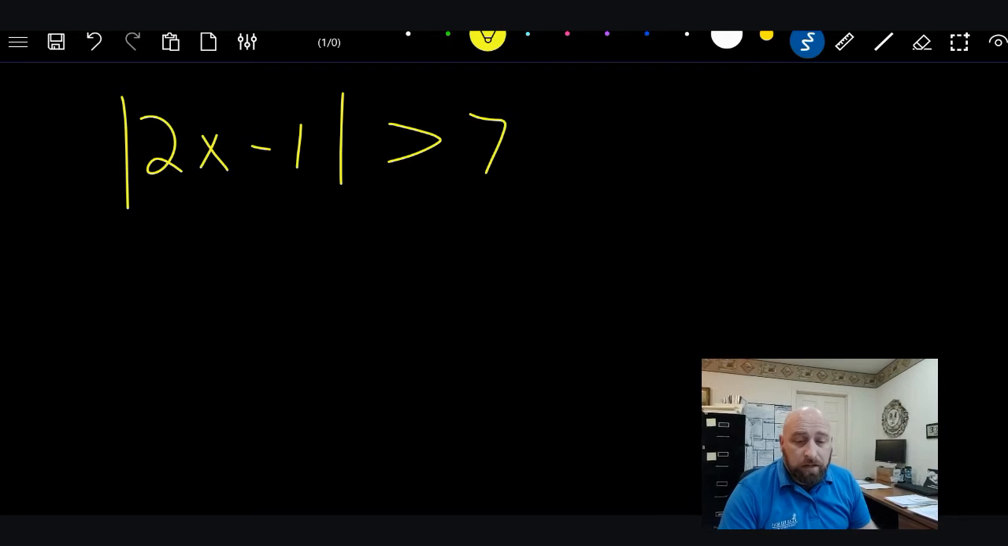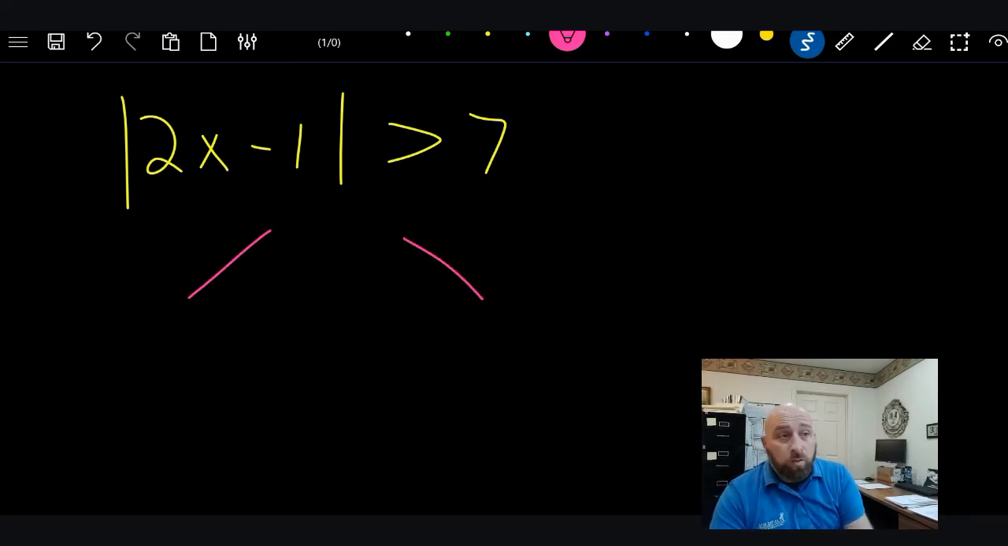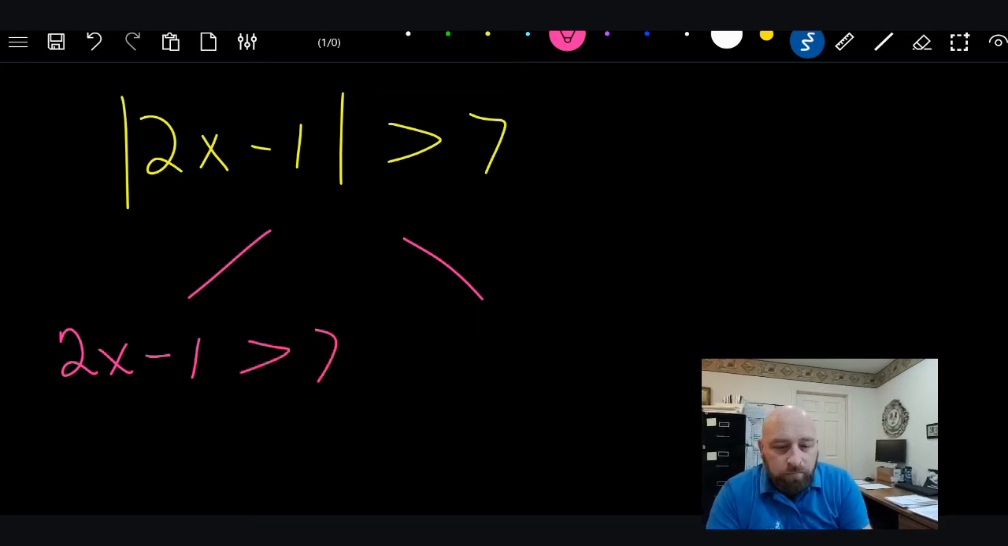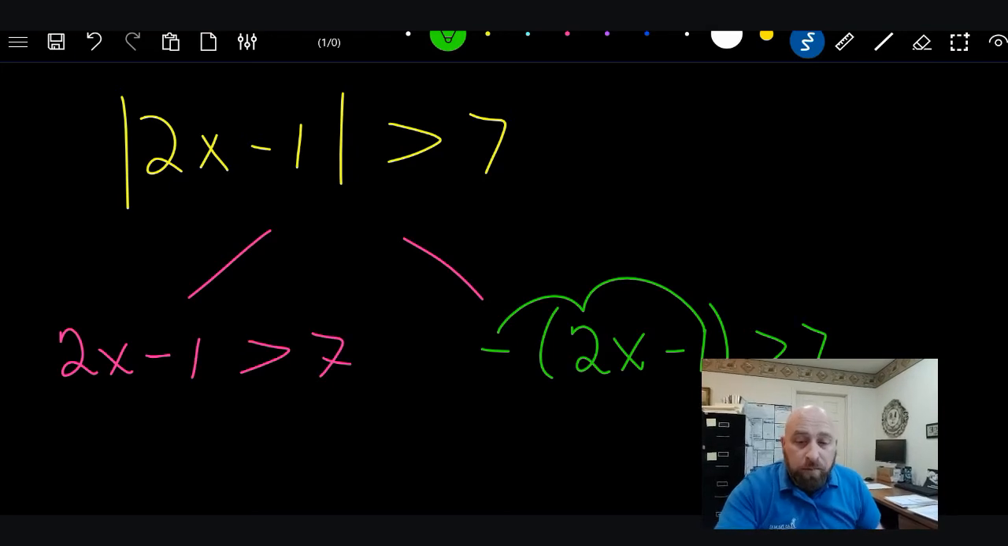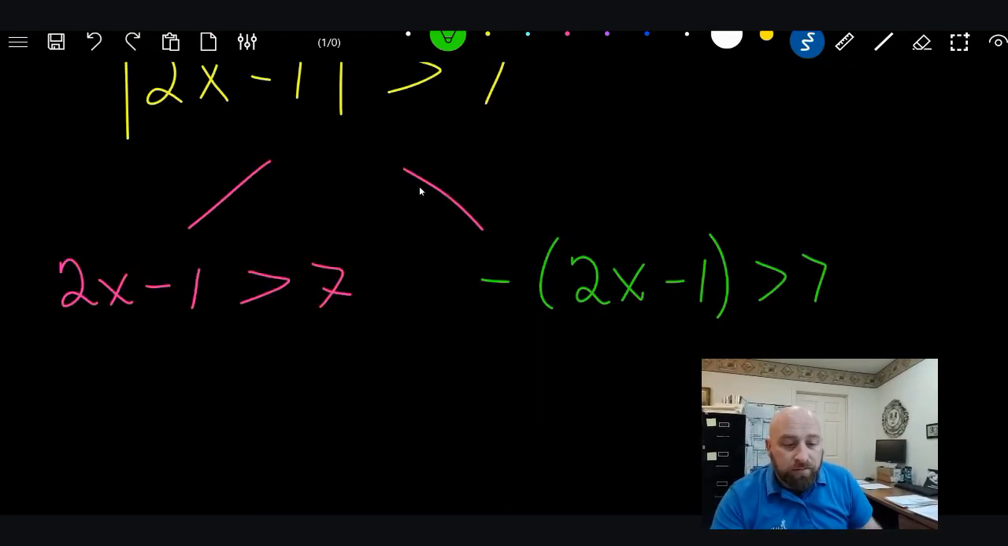That's already done. The second thing we want to do is solve the absolute value, and we're going to break it down into two different equations. We're going to do the positive equation, and then the negative equation. So 2x minus 1 is greater than 7. And then this other one is the negative equation, 2x minus 1 greater than 7. The reason I put that is because we had to distribute the negative in, if you remember from solving the absolute value equations.